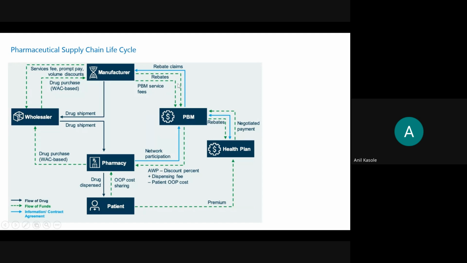PBM depends on how they want to use it. Again, the health plan and all these come from the other side, but manufacturing goes to the wholesaler, from the wholesaler it goes to the pharmacy, and pharmacy to patients. If there are other health companies, they have this closed loop with the PBM, and again they go to the manufacturing. This is just a closed loop, but I just wanted to highlight it. You can see the dark blue is the flow of drugs, flow of funds, and information contact agreements, just for the knowledge.